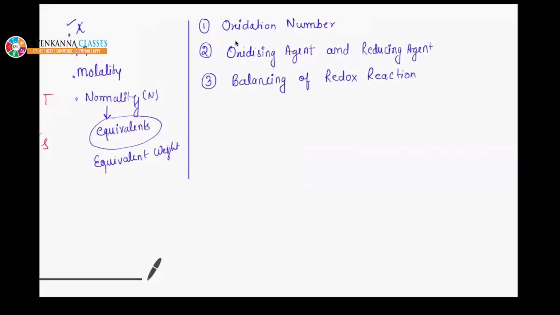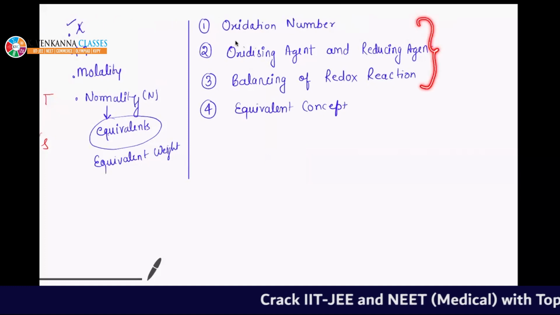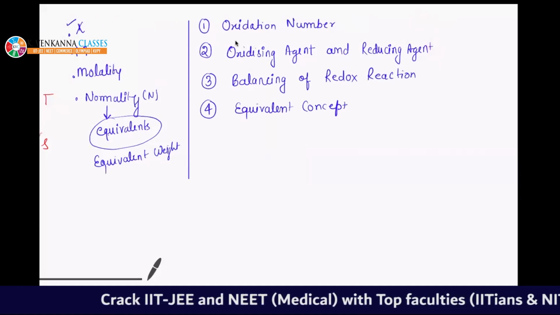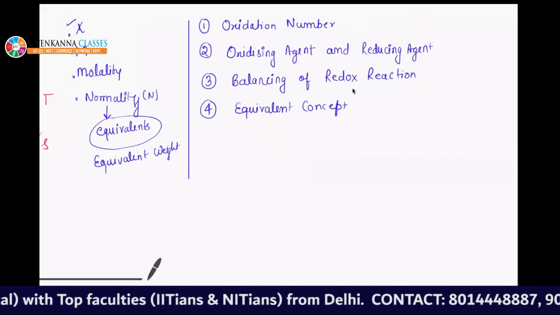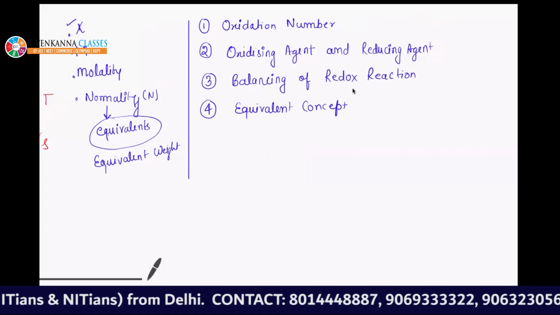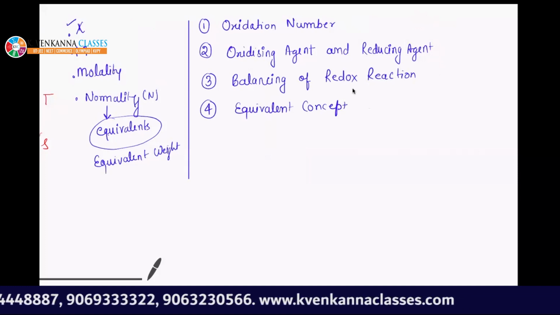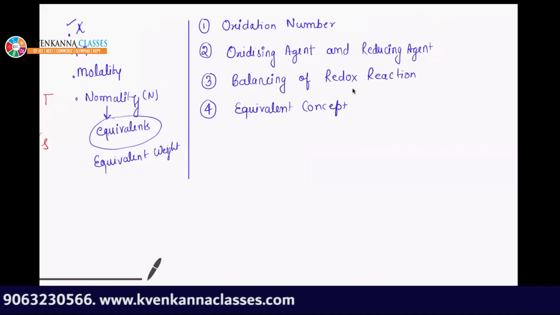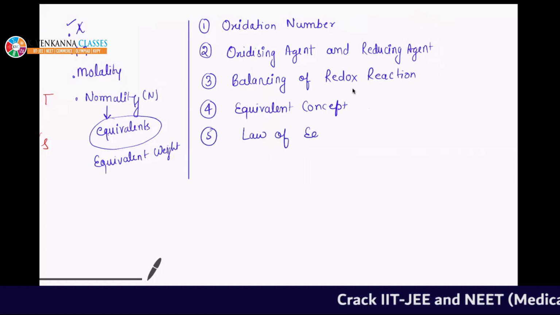Then the fourth topic might be related to the equivalent concept. To deal with the equivalent concept, you require prior knowledge: how do we calculate oxidation number, what are oxidizing agent and reducing agent, and how do we balance redox reactions. And then the equivalent concept. Then we will also understand the law of equivalence.